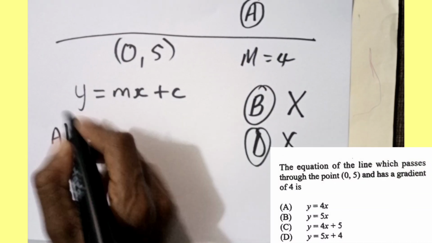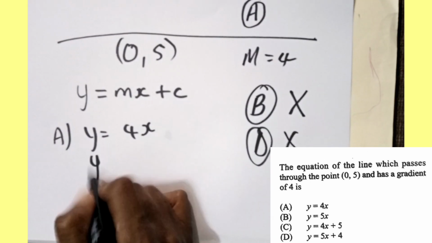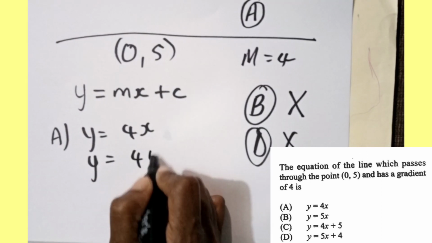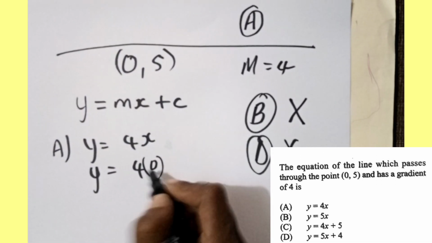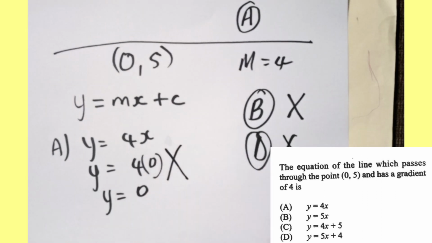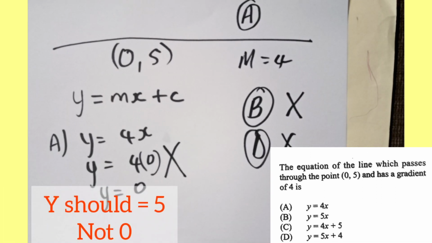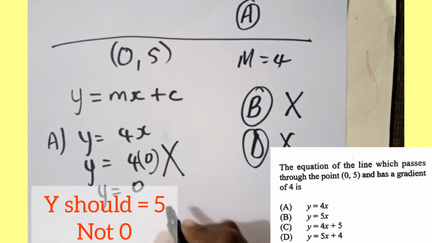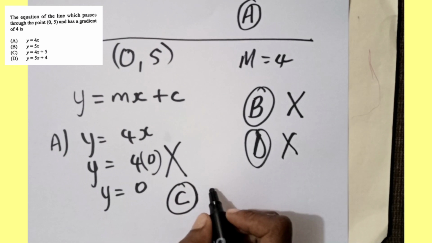If we put the 0 where x is, we would get what? 4 times 0, which is just 0. So that wouldn't be our line, right? Because this one says that y is also 0. So we can go ahead now and check for C.